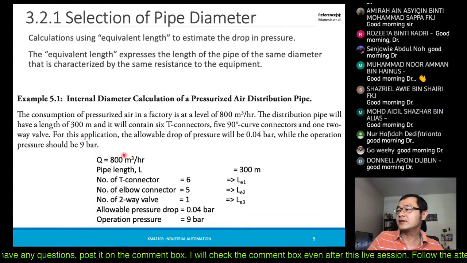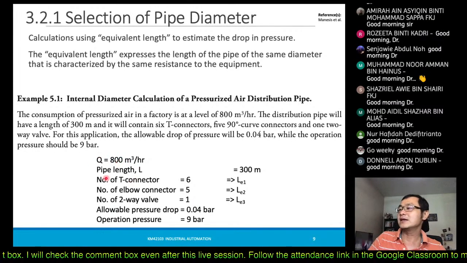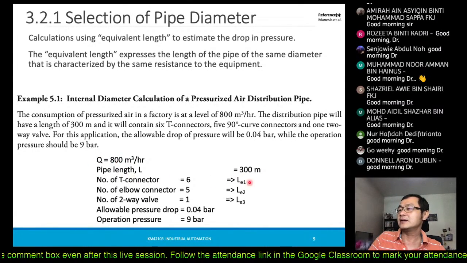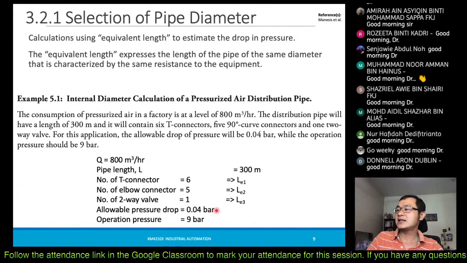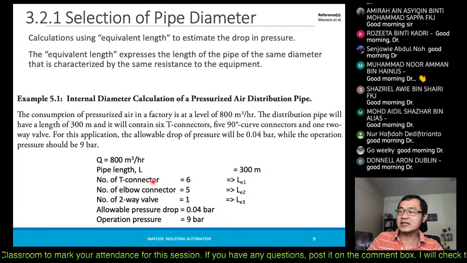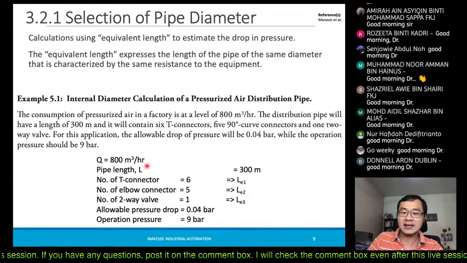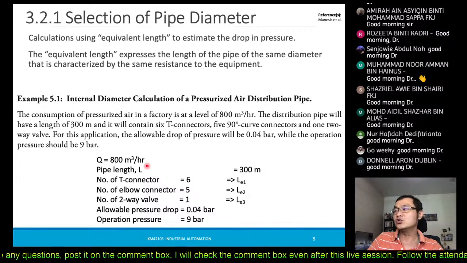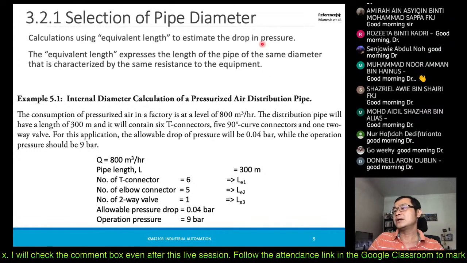So you will just list it down: the volumetric flow rate, the pipe length, the number of Ts, and so on. What we do in this equivalent length method is convert all these fittings, or connectors, into an equivalent length added to our pipe length, before we do the calculations of the pressure drop.